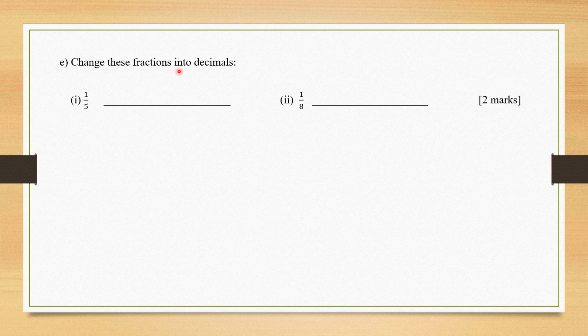Change these fractions into decimals: 1 over 5 and 1/8. So we're going to divide 1 over 5. So we're going to divide 5 into 1. That's 0 point. Put a 0 there and we carry over the 1. 5 into 10 is 2. So that's 0.2.